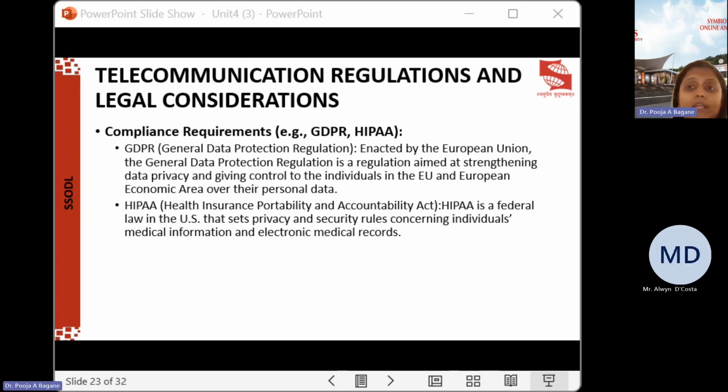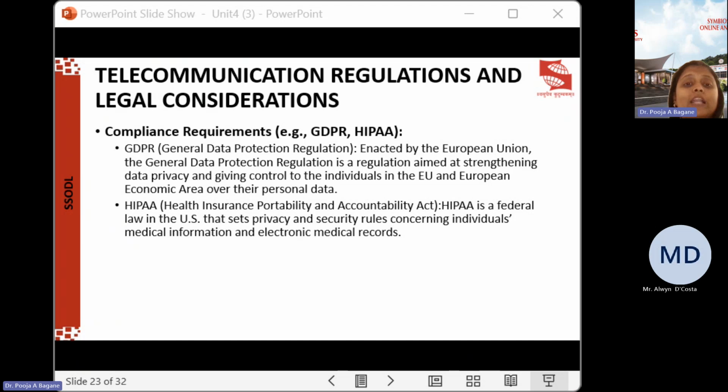First, GDPR is enacted by the European Union. The General Data Protection Regulation is aimed at strengthening data privacy and giving individuals in Europe and the European Economic Area control over their personal data. It requires strict compliance for any organization that collects, processes, or stores the personal data of residents of Europe or the European Economic Area, regardless of their location.